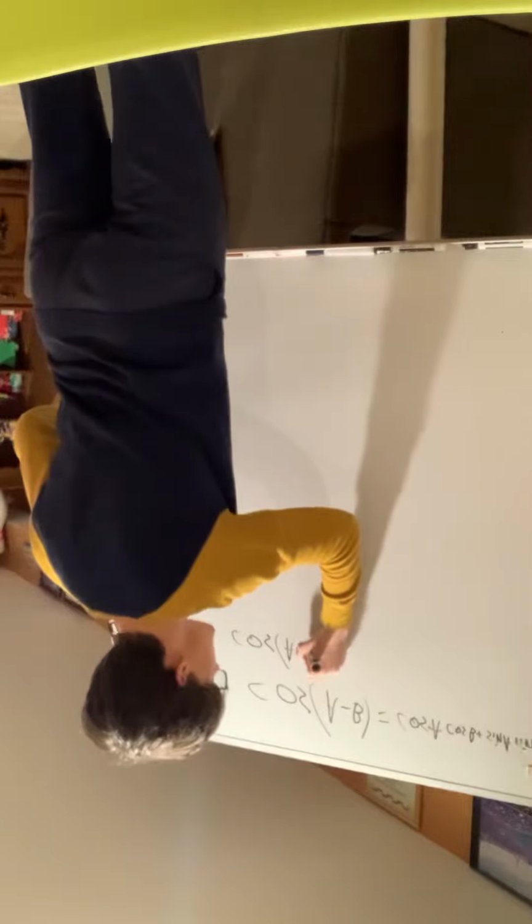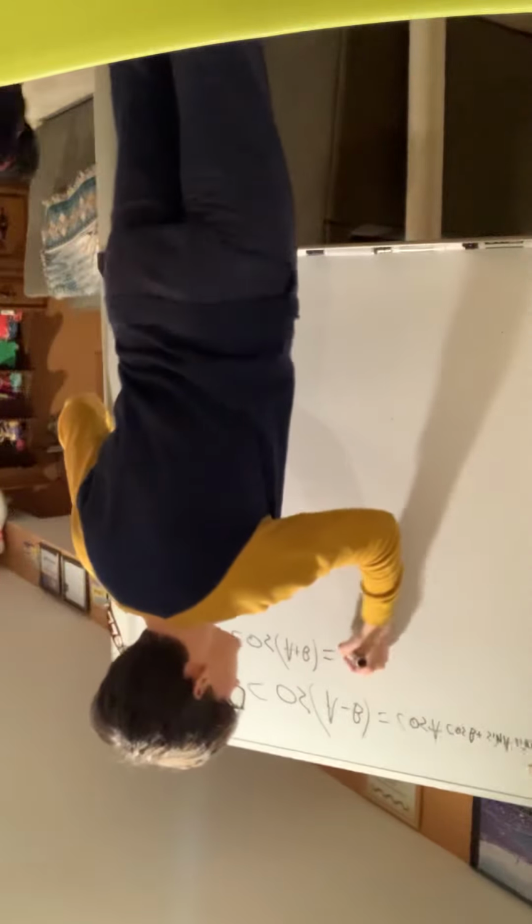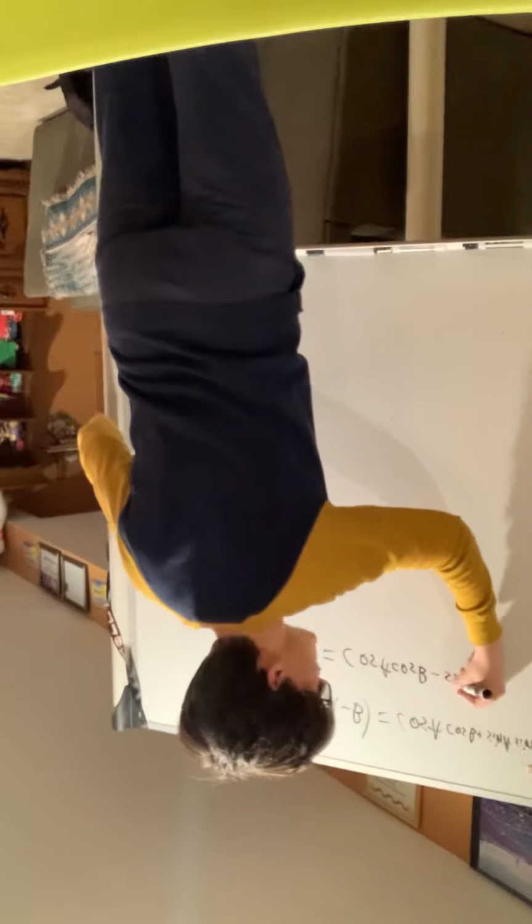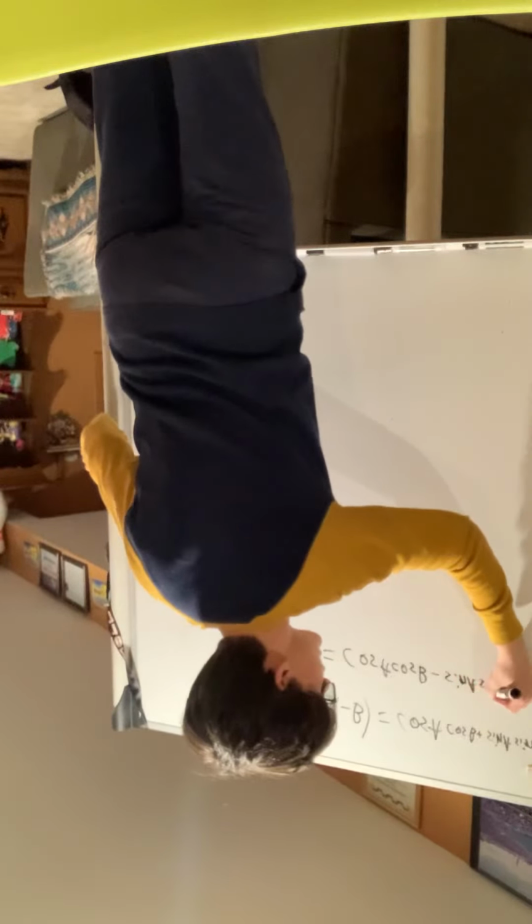Now, today, what we're trying to prove is that cosine (A plus B) equals cosine A cosine B minus sine A sine B. You got that? You better have.